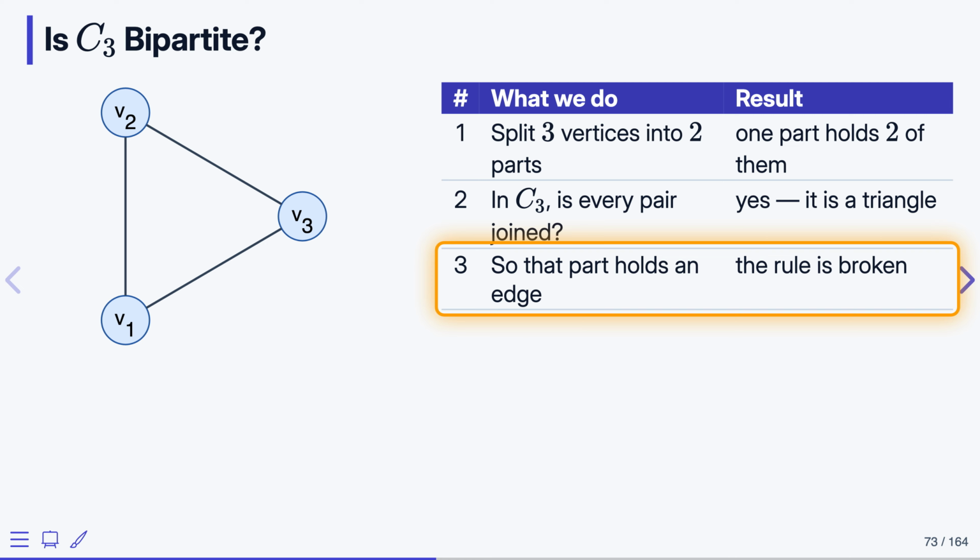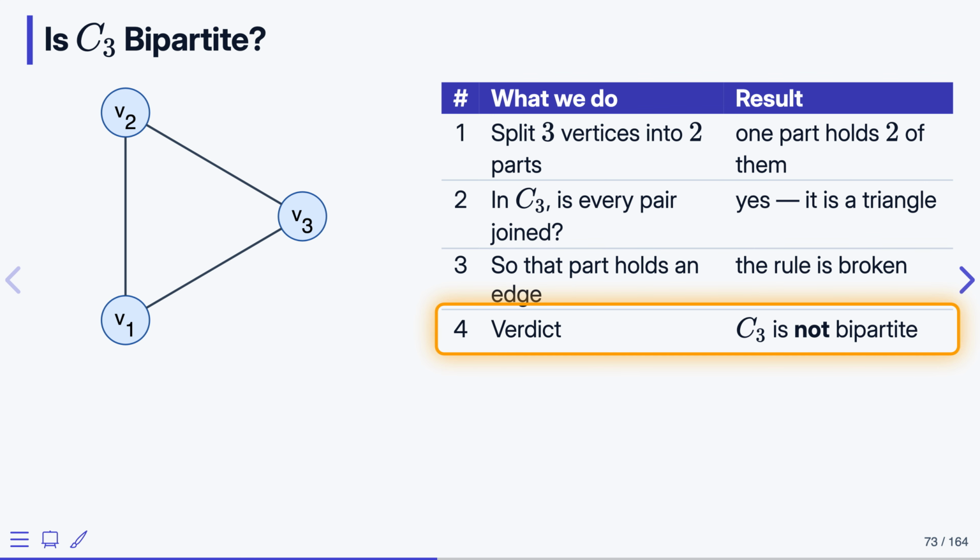Step 3. So those two vertices sitting in the same group are joined by an edge. That is exactly what bipartite forbids. Step 4. So C3 is not bipartite.